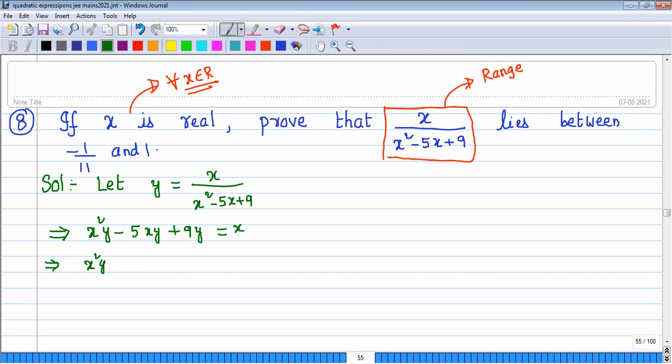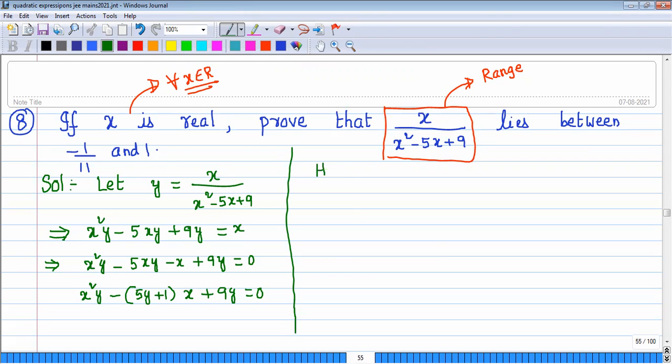Next, minus 5xy minus x plus 9y equals 0. So now this is x square y. Let us take minus x common. We have x square y minus (5y plus 1) times x plus 9y equals 0. So it is nothing but a quadratic equation.